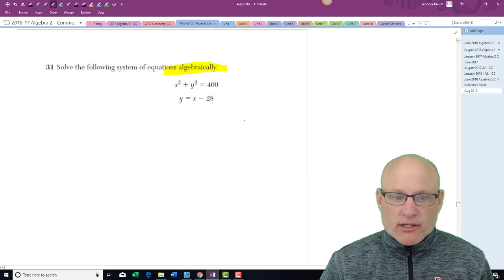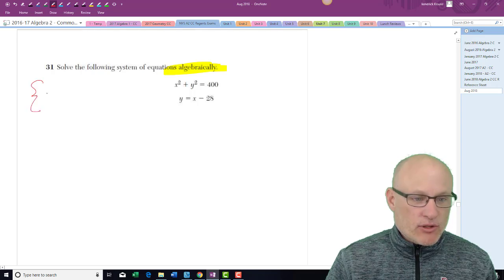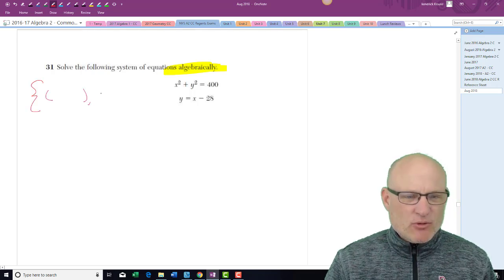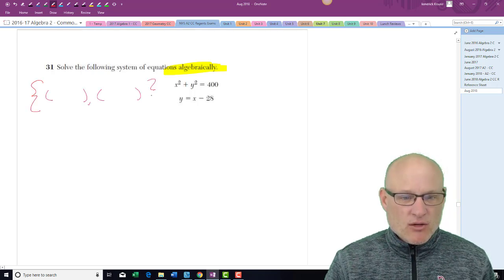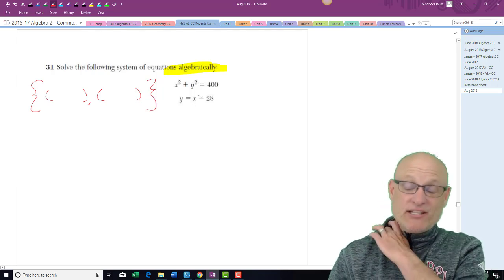I'm going to put them right here. I don't even leave myself room. Now, why am I doing points? Oh, yeah. When two graphs hit each other, they hit each other at points.